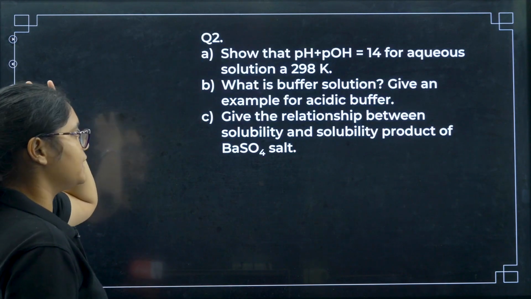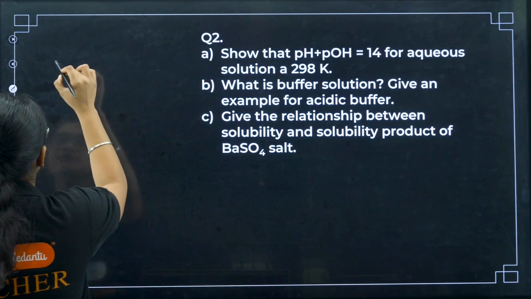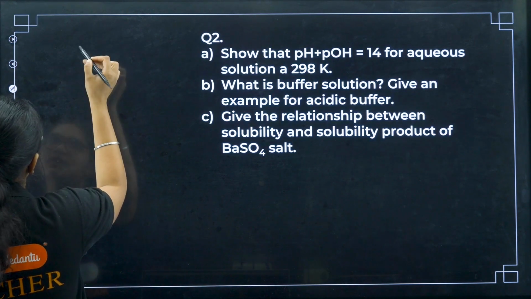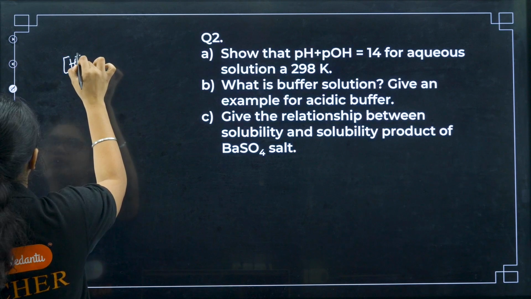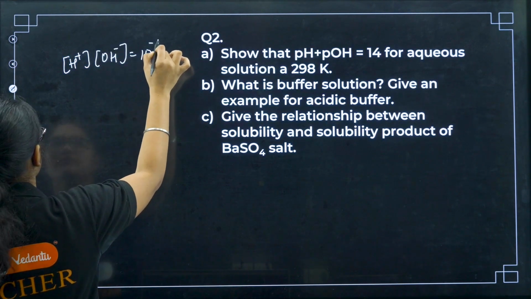Next, show that pH plus pOH is equal to 14. So this we can do very easily like this. So we know that the ionic product of water, right? [H+][OH-] is equal to 10 to the power of minus 14.